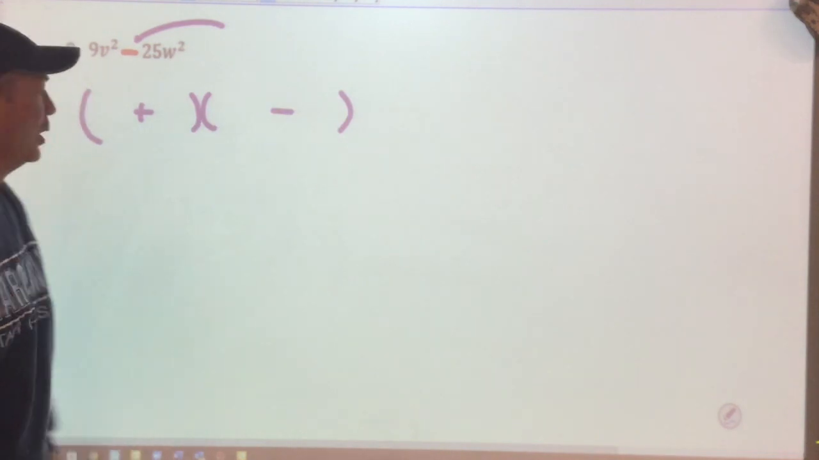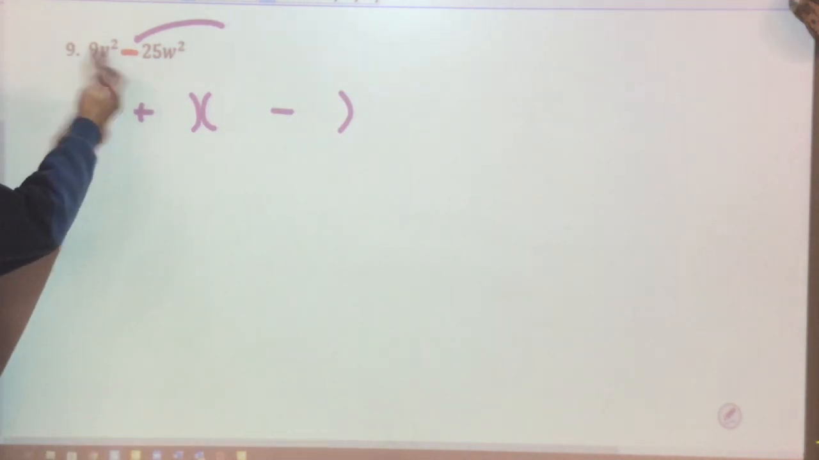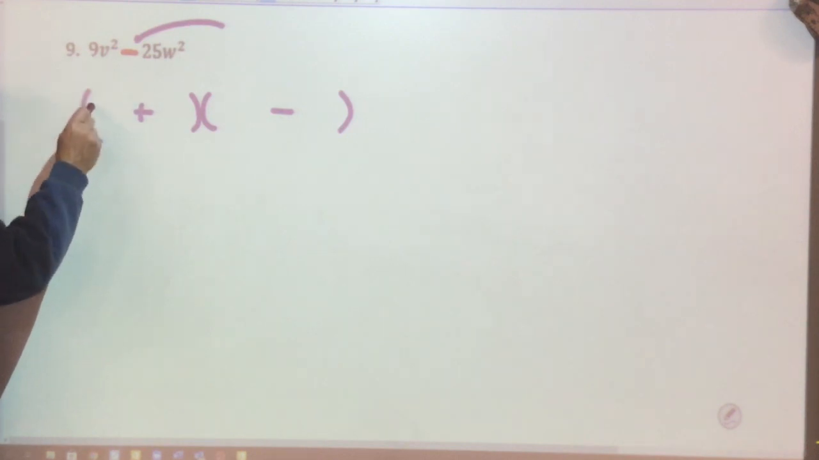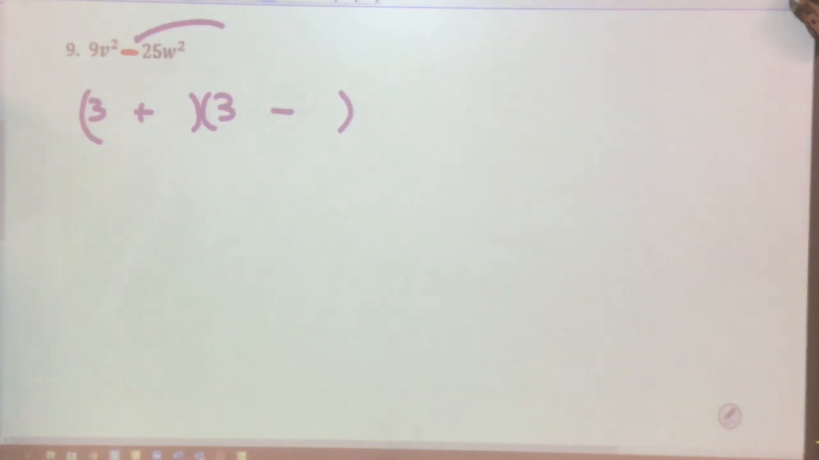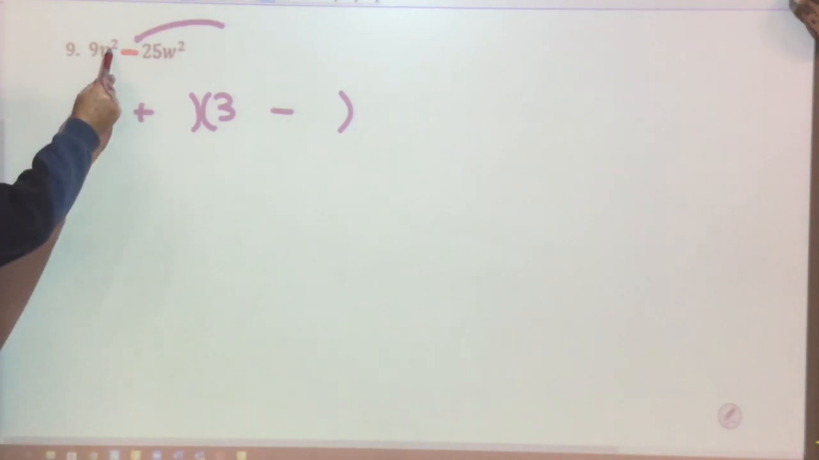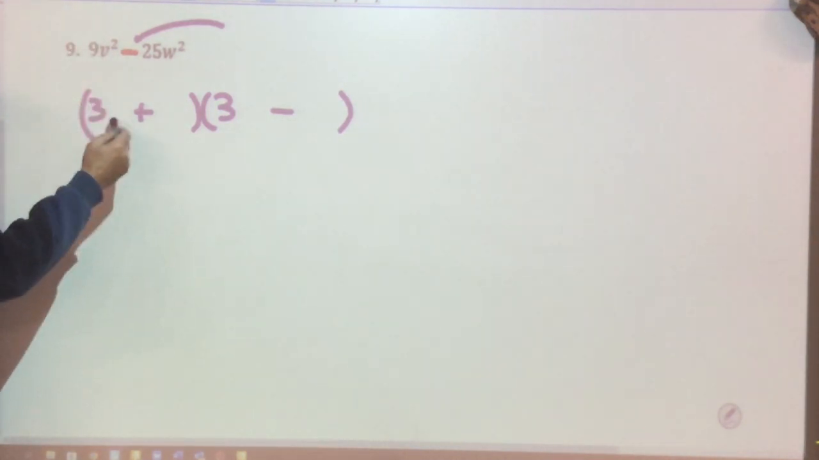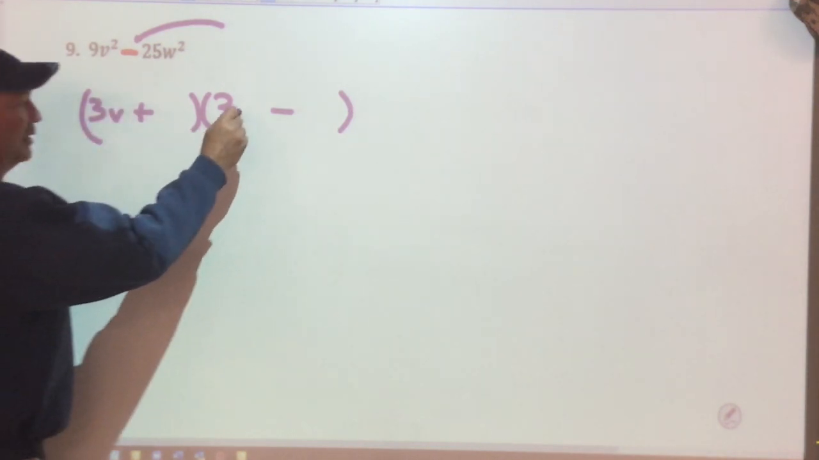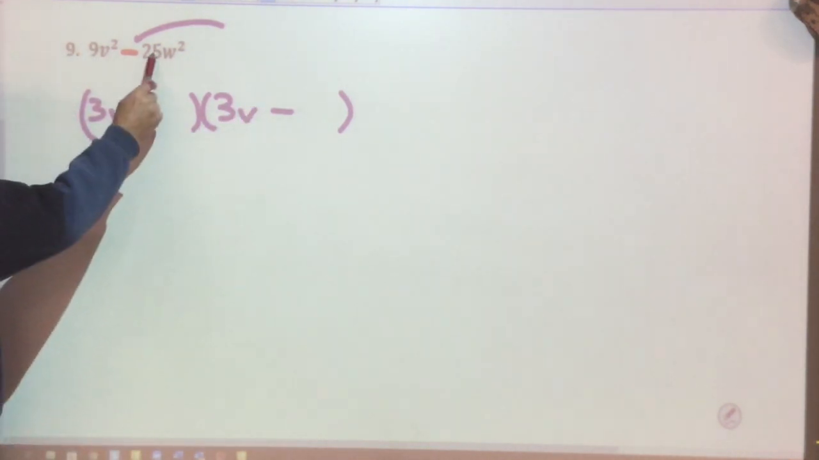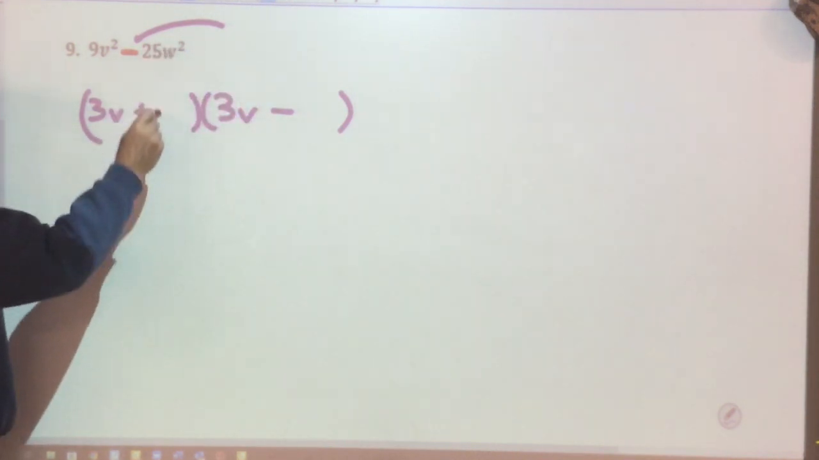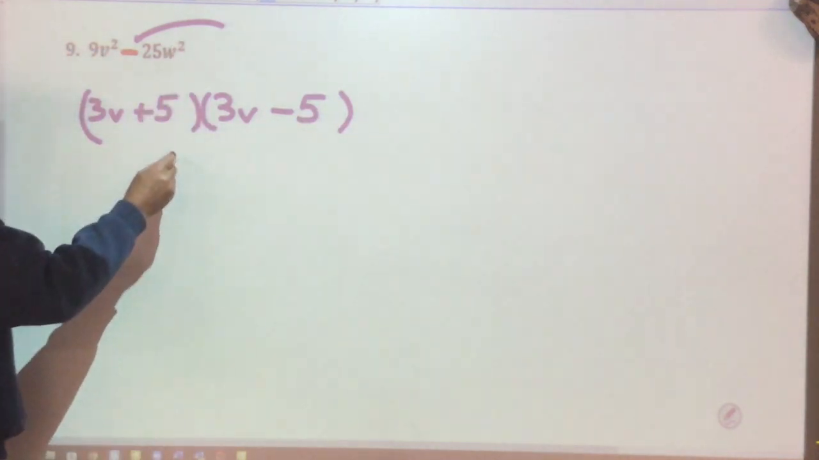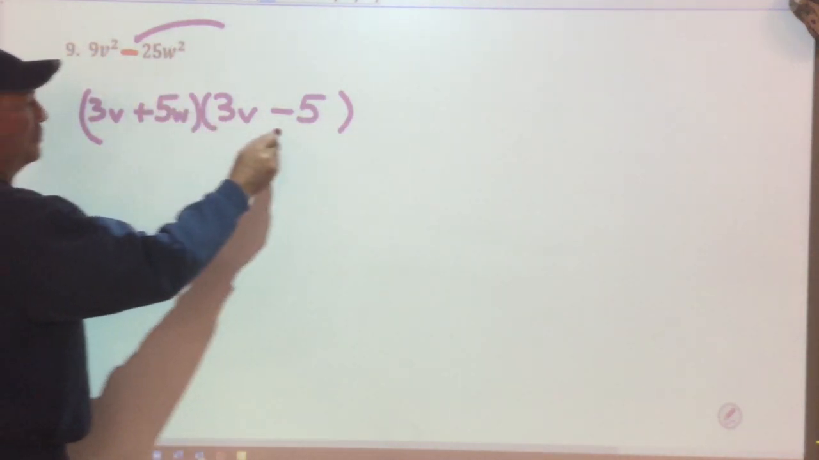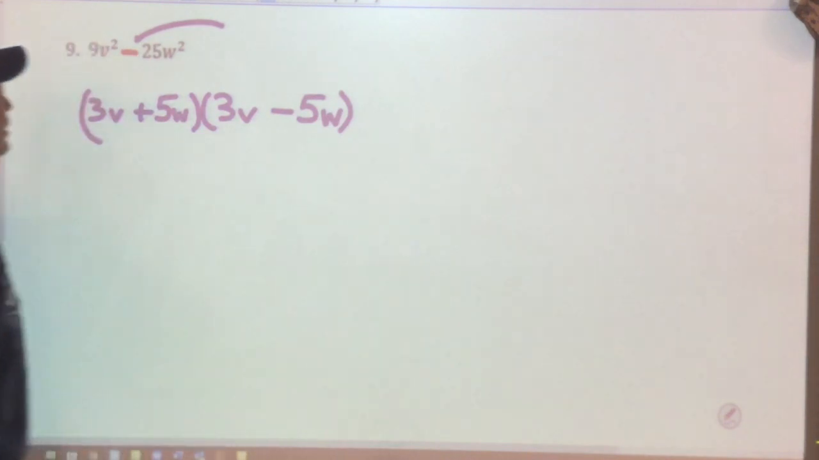We break down the 9. It's way at the front, so the 9 broken down goes in the front half of the parentheses. The 9 is broken down into 3 times 3. The V squared is in the front half, so it goes in the front half as V times V. The 25 is in the back half, so it goes towards the back, and it's going to be 5 times 5. And the W squared is going to be broken into W times W. There's the difference of 2 squares.